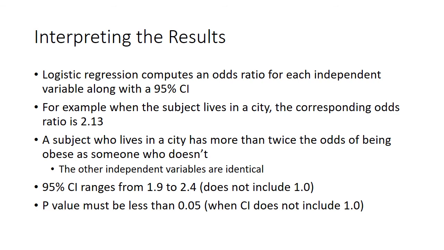Or essentially, when you control for all those other ones, what is the impact of this one independent variable? And again, because the confidence interval for that one, ranging from 1.9 to 2.4, does not include 1, you would conclude that the p-value would be less than 0.05. So the chance of finding that kind of odds ratio just due to chance alone is very low. So you can reject the null hypothesis that living in an urban center or not had any impact on obesity.